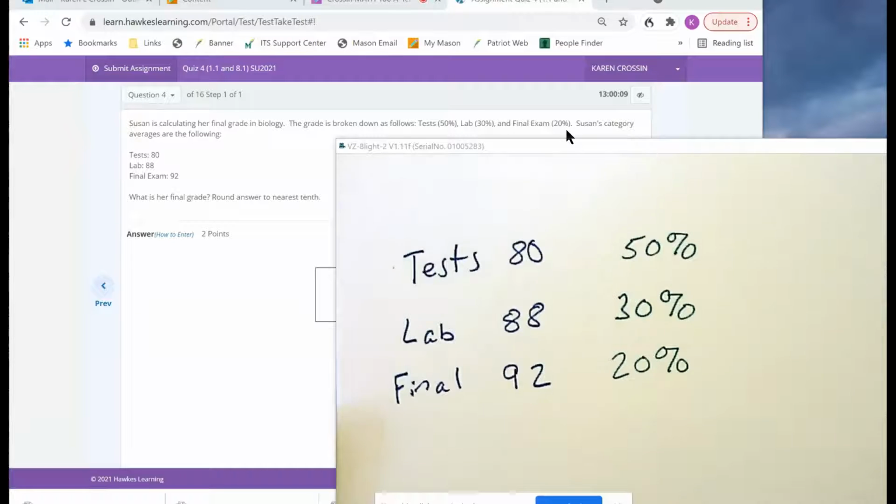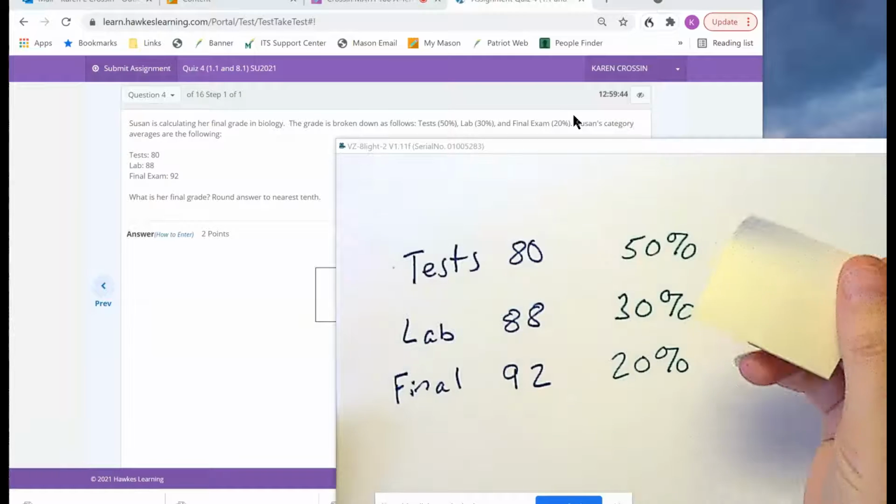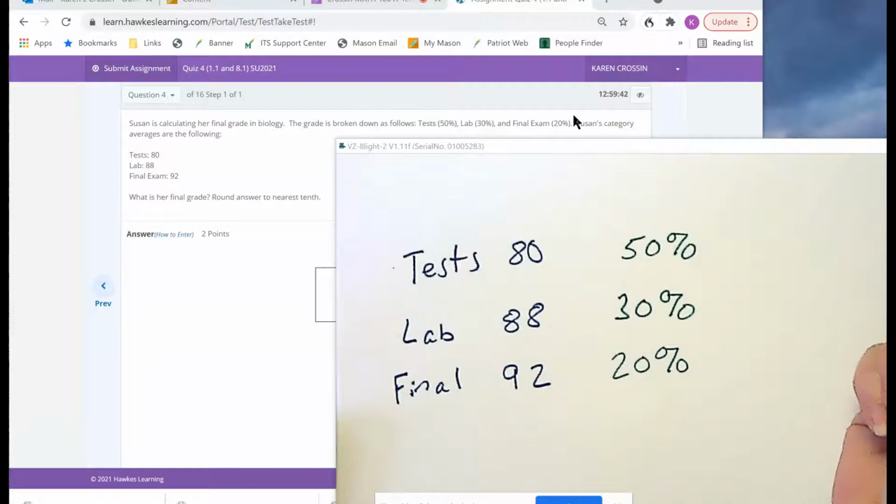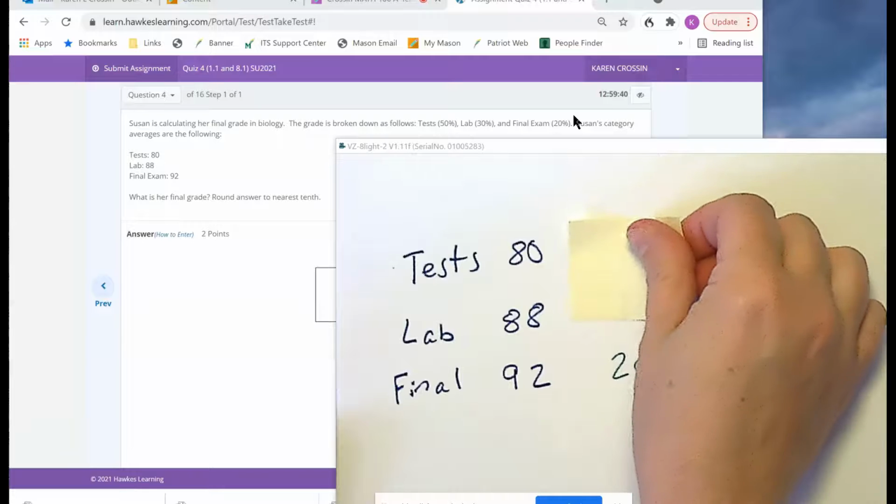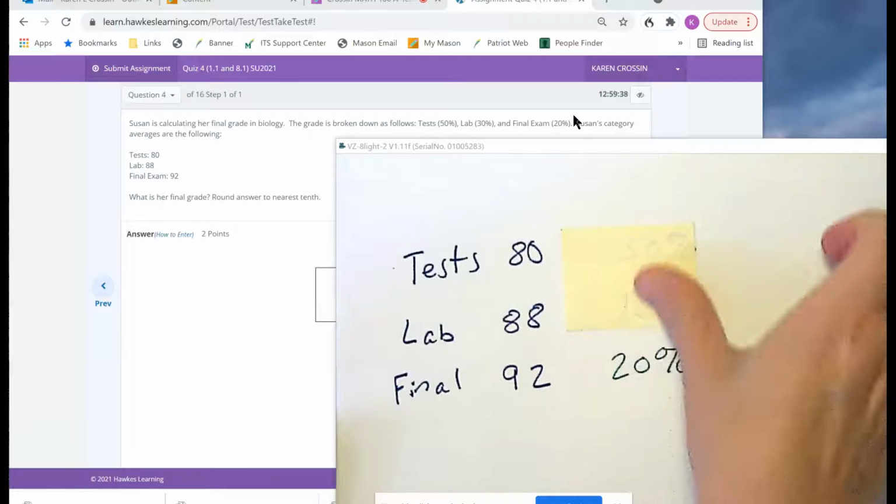All right. So what we're going to do here is calculate their grade weighted like we do in our class. I have a video about this, but we're just going to do it really quickly here. I do have sticky notes. Good. Okay, so if the tests are worth 50% of their grade, what do we need to multiply that by? Did you guys watch that video perchance? Isn't it 80 times 0.5? 80 times 0.5, right.